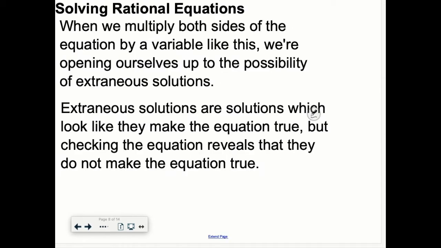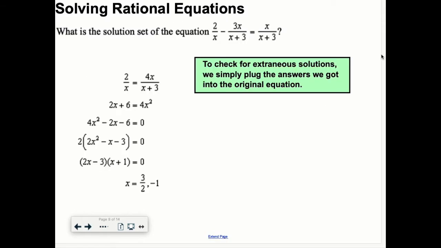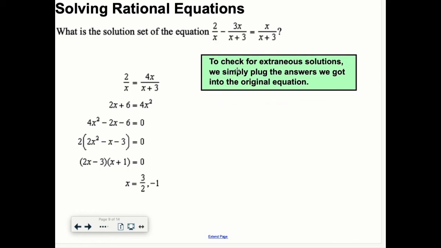Now, there's a catch. When we multiply both sides by a variable like this, we're opening ourselves to the possibility of extraneous solutions. It's a fancy word for saying that they look like they make the equation true, but if you check the equation, it reveals that they don't make it true. They're extra answers which popped up in our process. And here is just what we got. So in this one, this is just what we had.